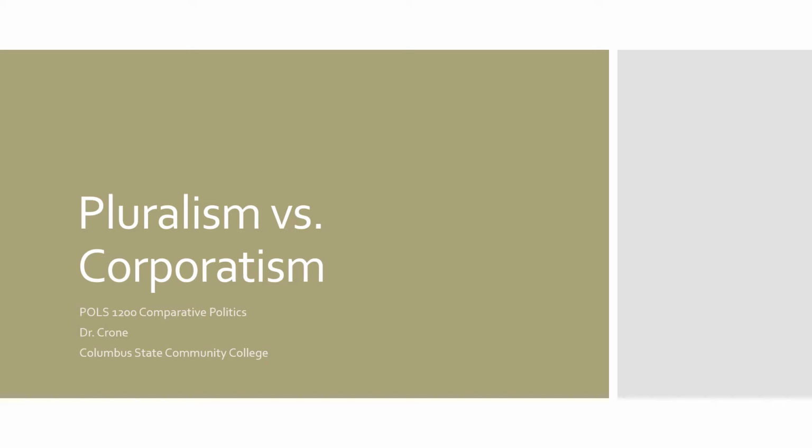This lecture we're going to focus on interests in society, such as business, laborers, farmers, scientists, religious organizations, things like that, and how their interests get represented in the political world. We'll focus on two patterns of organizing political and social interests: pluralism and corporatism.